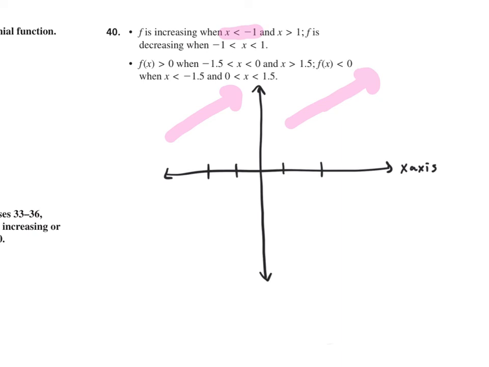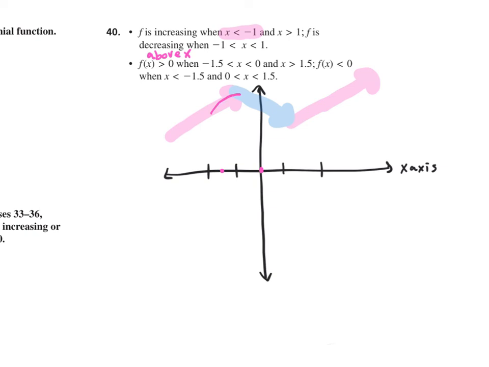Our graph is decreasing when x is in between -1 and 1. So here we're decreasing, we're going down. So a general direction of our graph, we're going up, then down, then up. Now we need to read our second point and put our points actually on the x-axis here to get a better idea. So y is greater than 0, meaning it is above the x-axis from -1.5 to 0. So from -1.5, which is about here, to 0, here, we're above the x-axis.